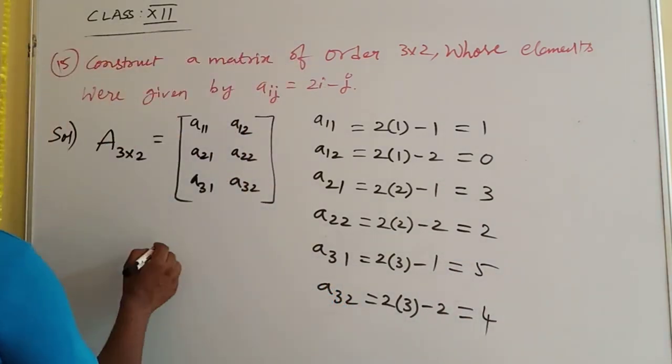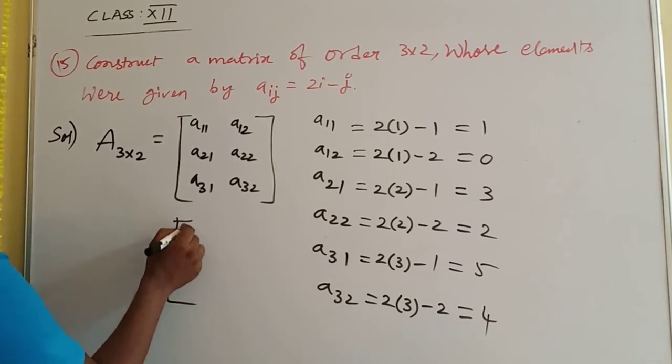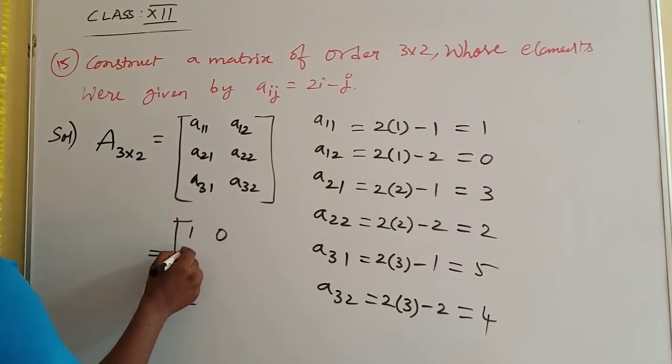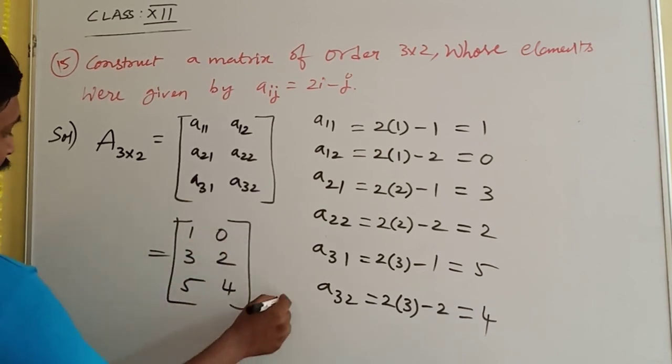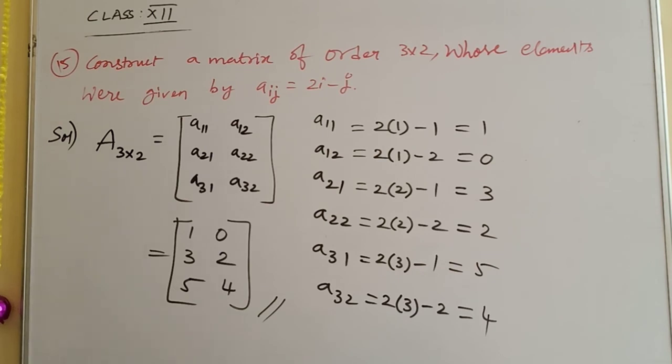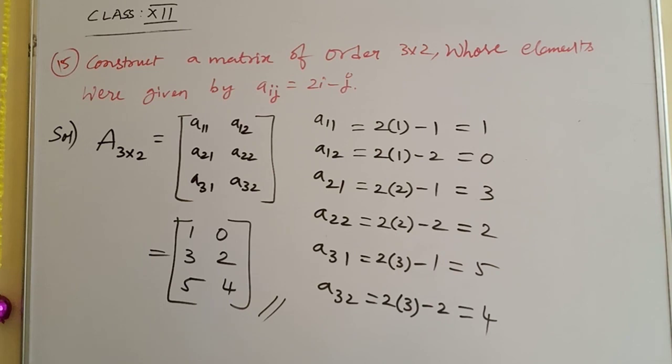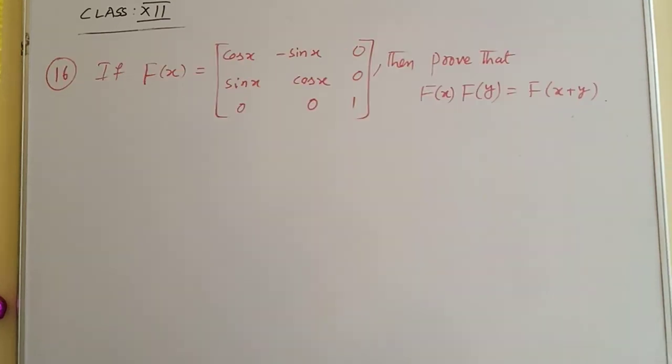So at last your answer is [1 0; 3 2; 5 4]. So this is about your answer. So this is about your problem number 15, and let's move on to the last previous board exam problem for this matrix chapter. Alright, let's move on to next.